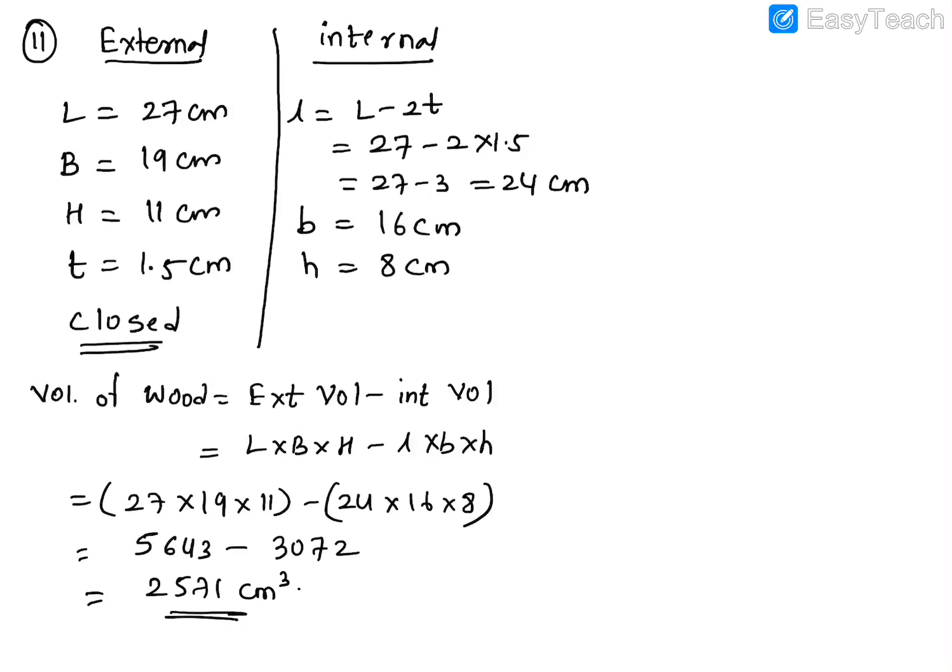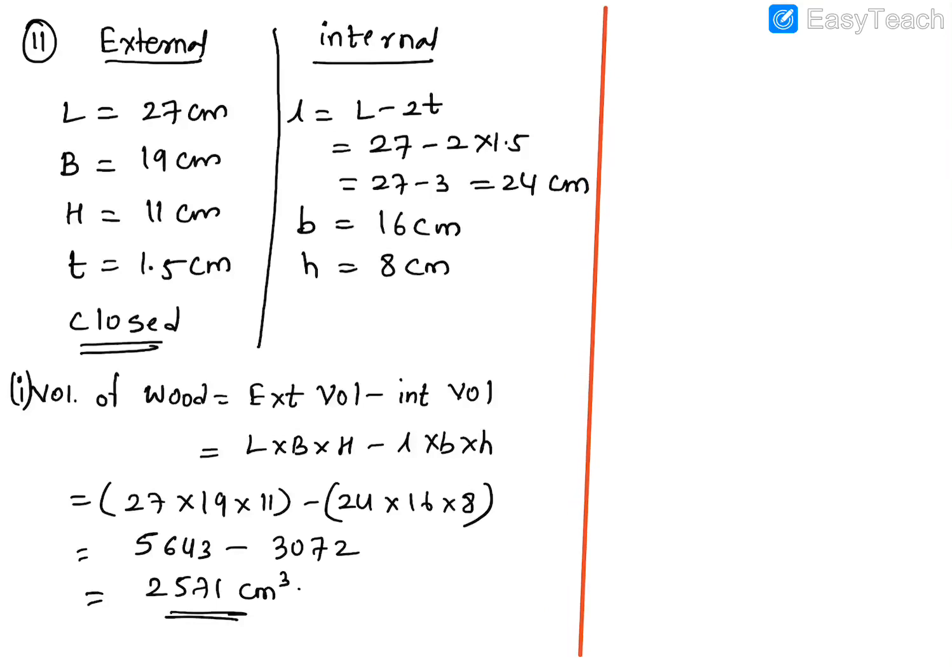Okay, now next, problem number 11. So sorry, 11th is okay. There is more part to this problem. So this was just the first part of the problem. Second part is what is the cost of the box if wood costs rupees 1.20 per centimeter cube. Okay, this part is quite simple.